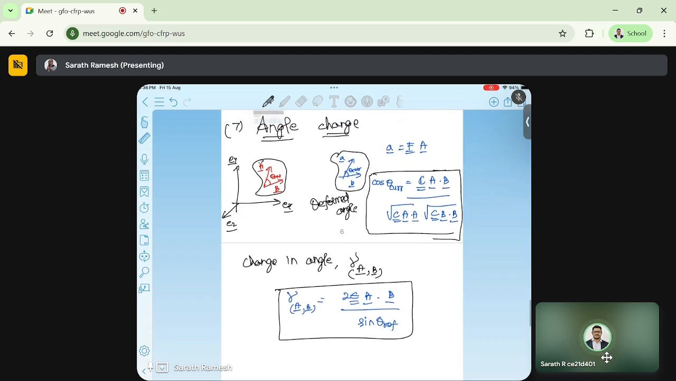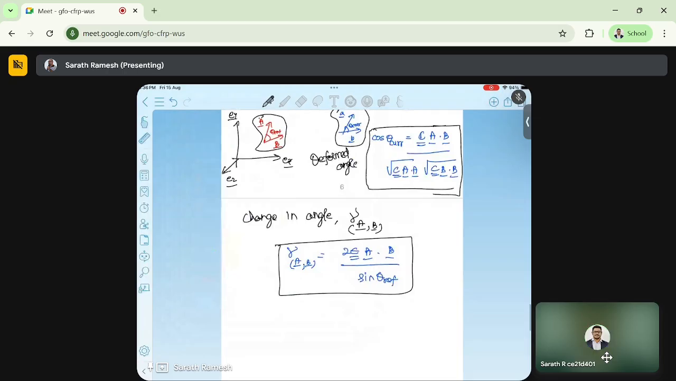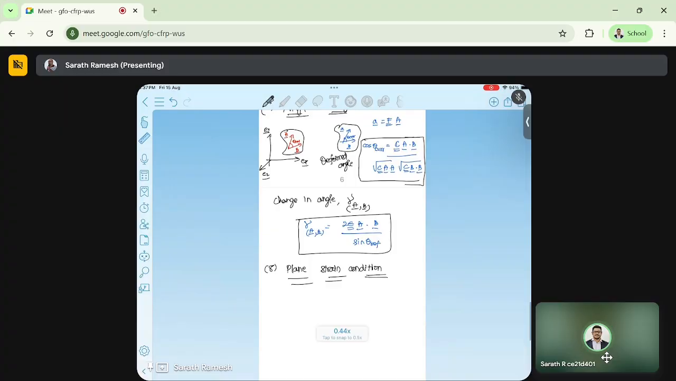Finally, one more thing. What do we mean by plane strain condition? How do we check that? We already studied plane stress condition where we neglect the stresses in one dimension compared to the other two dimensions. Similarly, here we neglect the strain in one dimension compared to the other two dimensions.